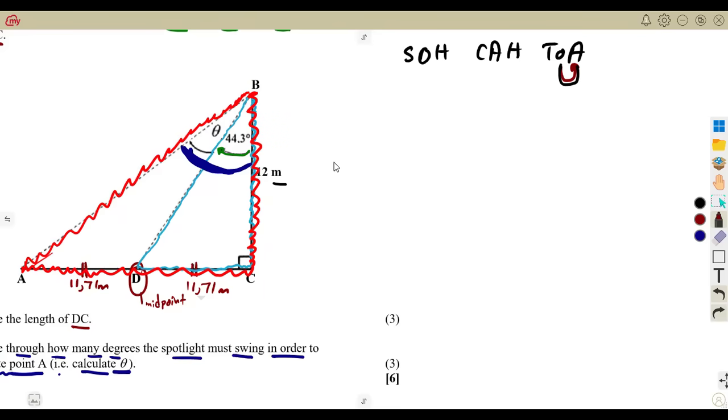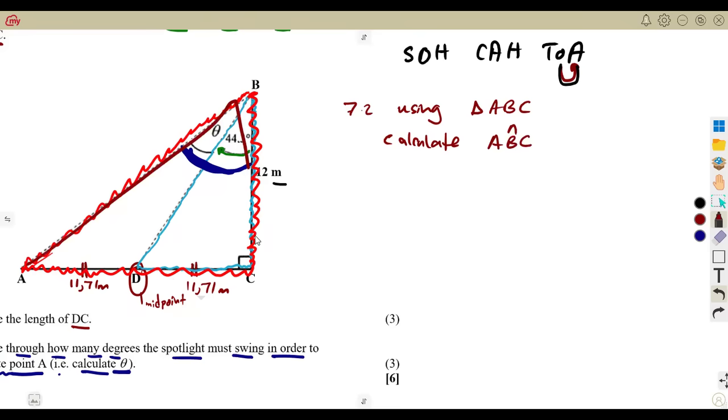So using the whole of the right-angled triangle, that's 7.2. Using the right-angled triangle ABC, calculate angle ABC first. So we're going to calculate angle ABC, this angle. By calculating angle ABC, we can calculate theta because theta is inside of that ABC. So remember, you're taking the whole of this triangle.